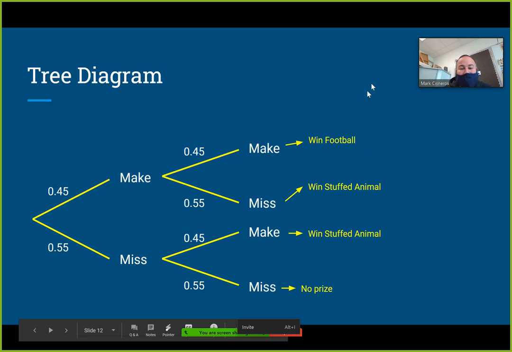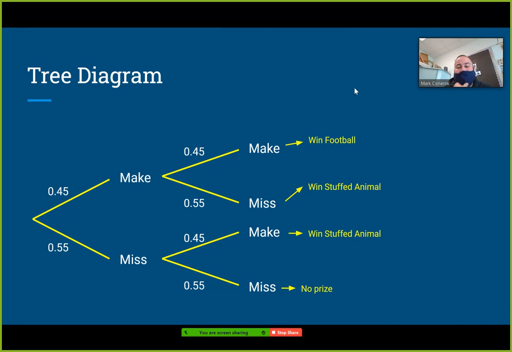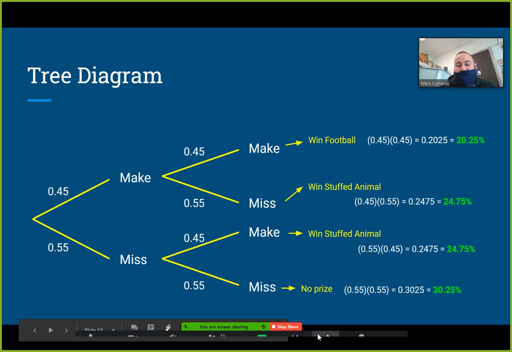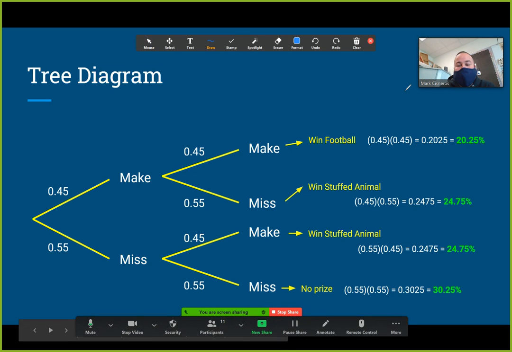And if I wanted to find the probabilities of each one of these things, what would I do with the numbers on the branches? Multiply them. And I'm just going to do them really quick because you guys had just done this. We just did this, and I don't need to have you guys write it down. I just want you to follow along. All right. So there is a 20.25% chance to win a football.